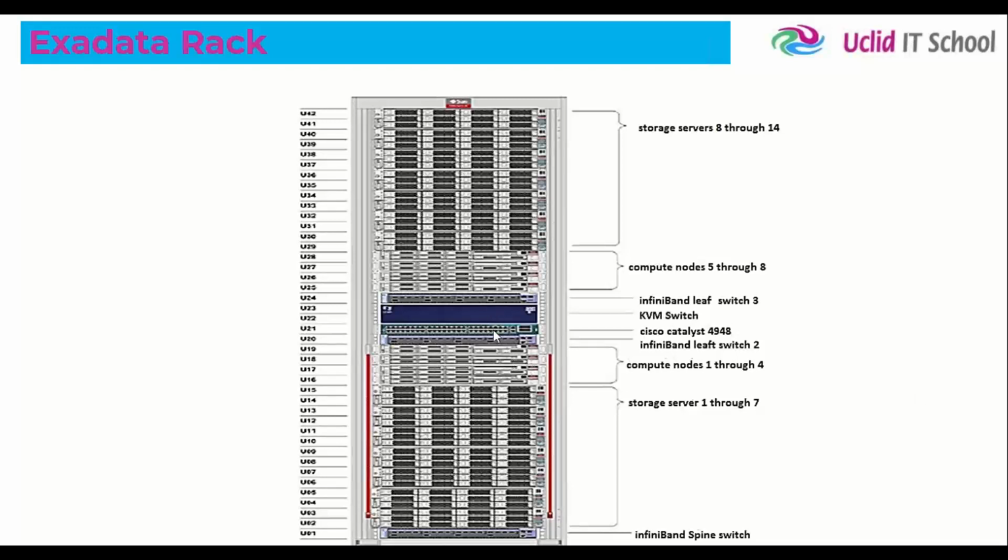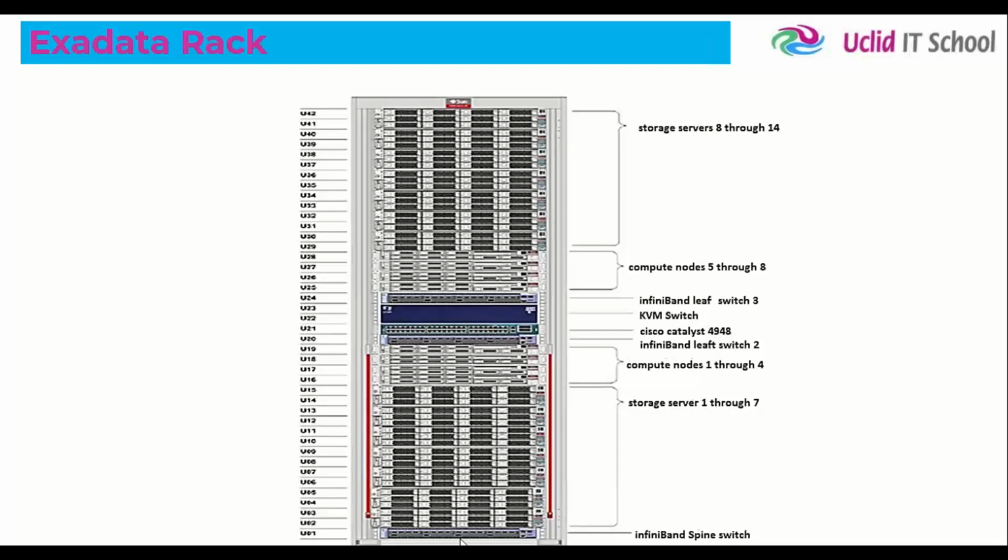Then immediately above and below the InfiniBand switches, you have compute nodes, which are your database servers. Okay, so here you have database servers. Again, here you have database servers. You observe my cursor movement. Then above and below the database servers, you have storage servers. So these are all storage servers. These are all storage servers.